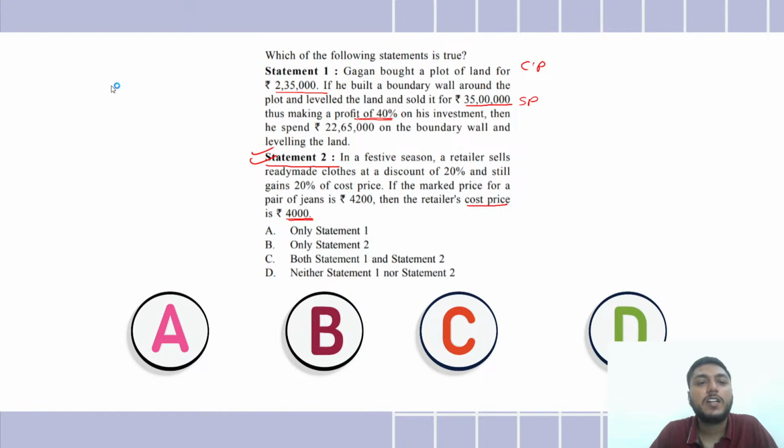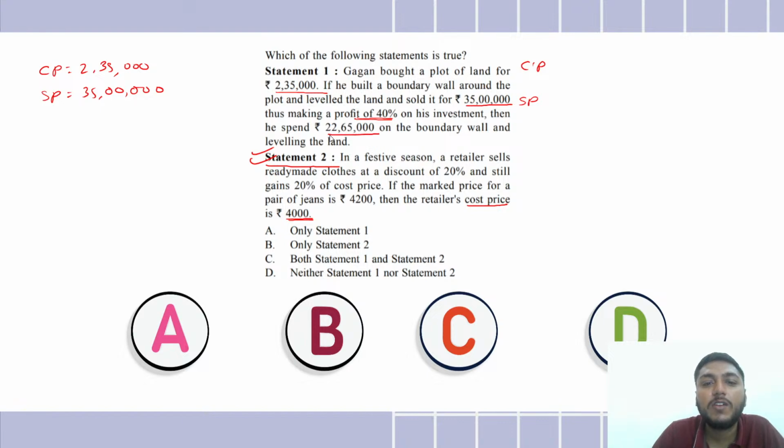So now let's move towards the question. So we are given the cost price as 2,35,000 rupees. And he sold it for 35, sorry, 35 lakh rupees. And then profit percentage is given as 40%. Then he spent 22 lakh 65,000 rupees on the boundary wall. So these expenses are counted as cost price. Option B.